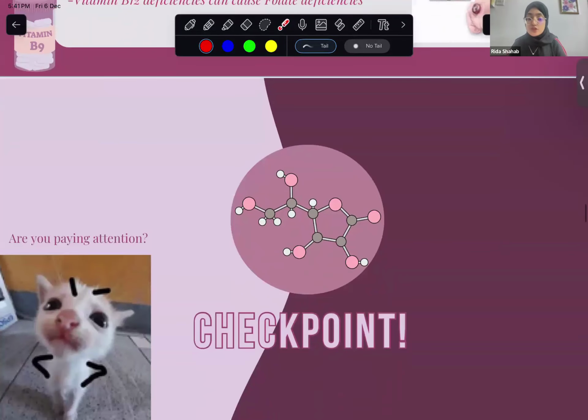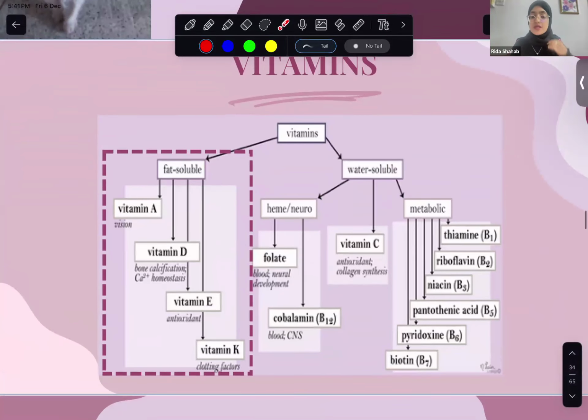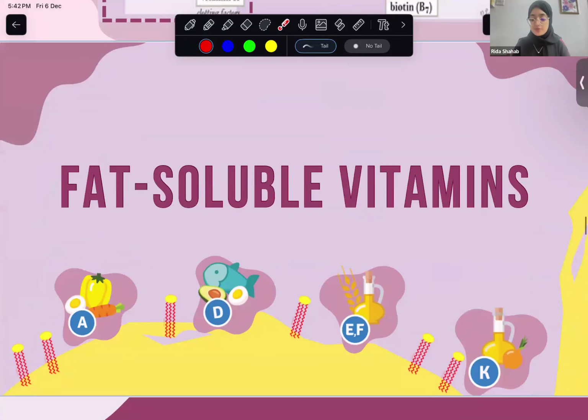Okay, so we're done with water-soluble vitamins. Let's go with fat-soluble vitamins. We only have four vitamins left to discuss, and the fat-soluble vitamins are A, D, E, K, and the easy mnemonic that I think Dr. Hannah must have given you is ADEK. So yeah, just really easy to remember.